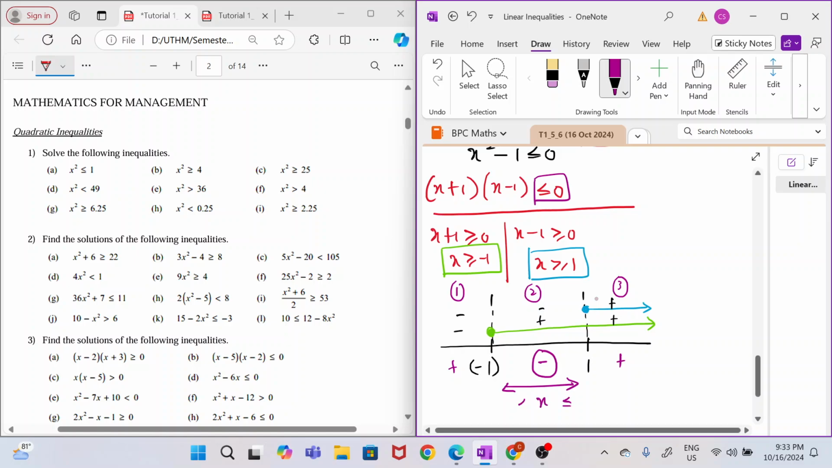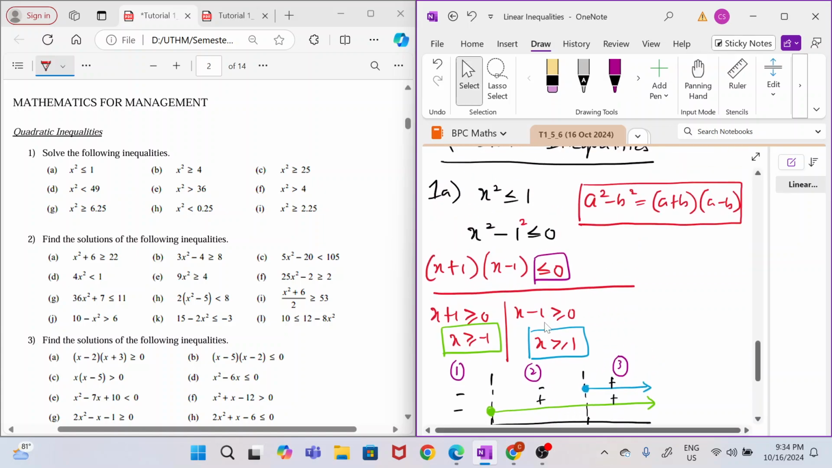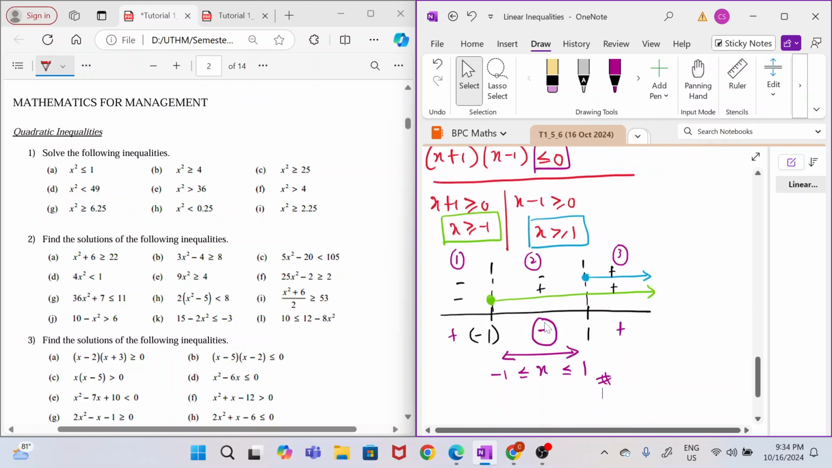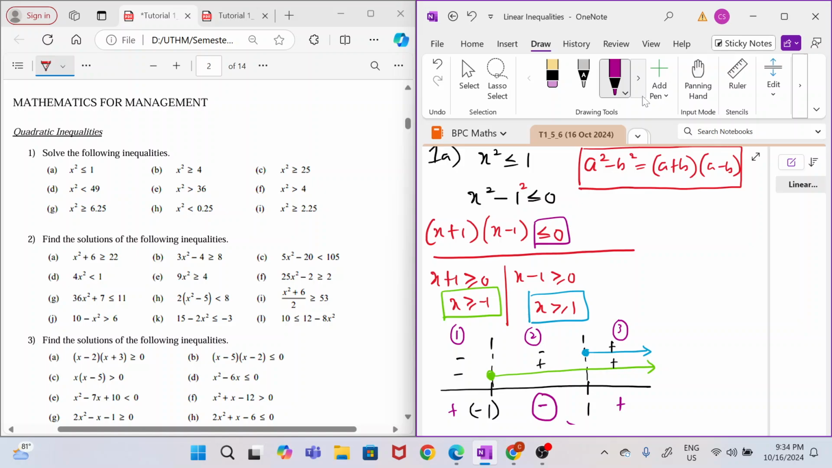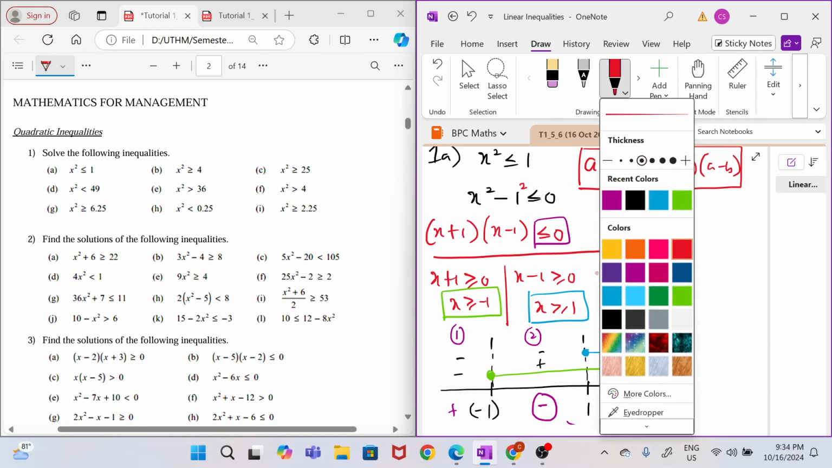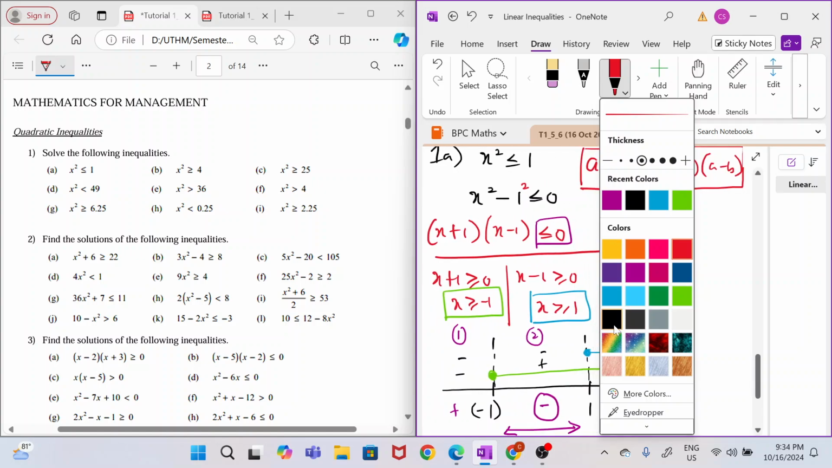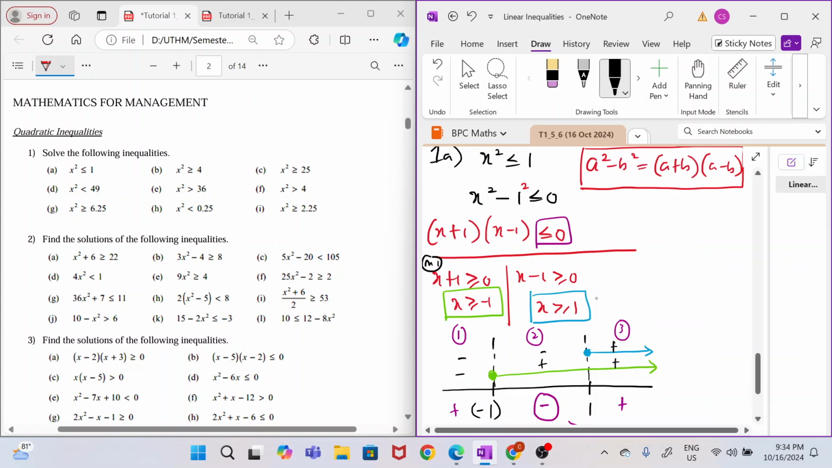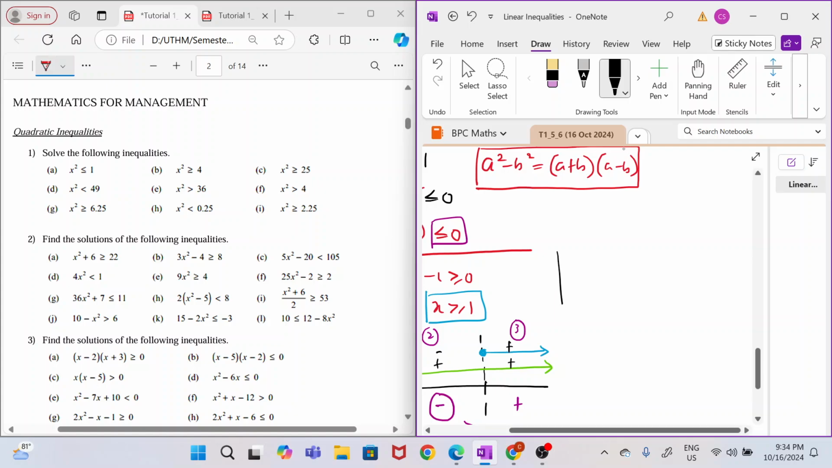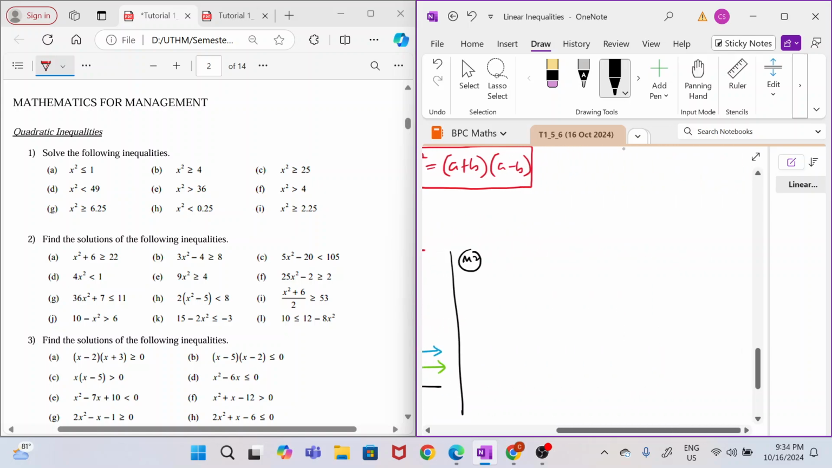X is in between negative 1 and 1. That is the answer. This is number line system. But for any quadratic, okay, this is method 1. Number line system is method 1. Method 2 here.